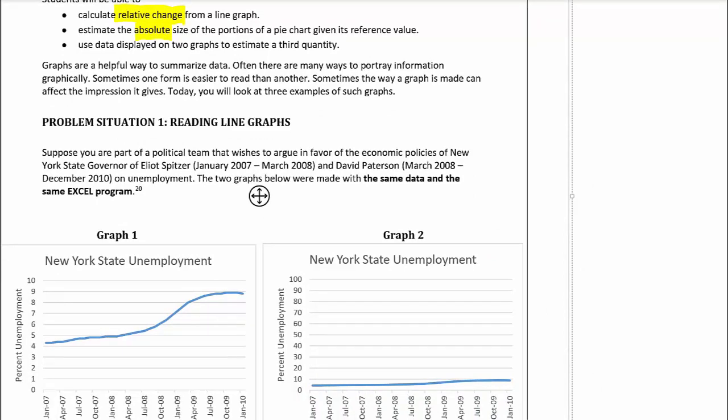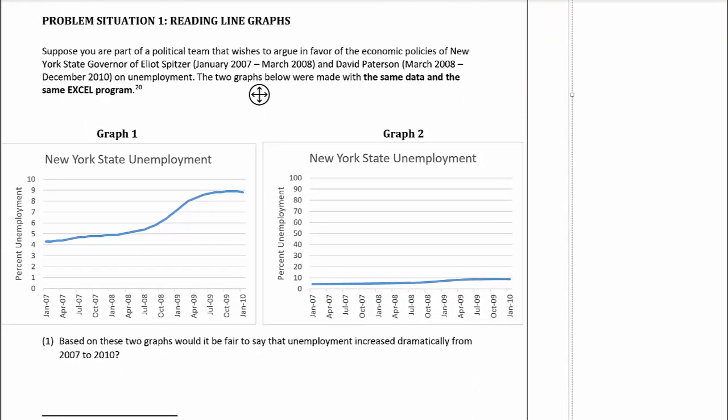So let's look at problem situation number 1. Suppose you're part of a political team that wishes to argue in favor of the economic policies of New York State Governor Eliot Spitzer, who was governor for a short period of time, and David Paterson also was a governor of New York State for a short period of time. I want to look at the policies on unemployment and see how the data changed. So here are the graphs that were created using the same data. It's important to note: the same data and the same Excel program.